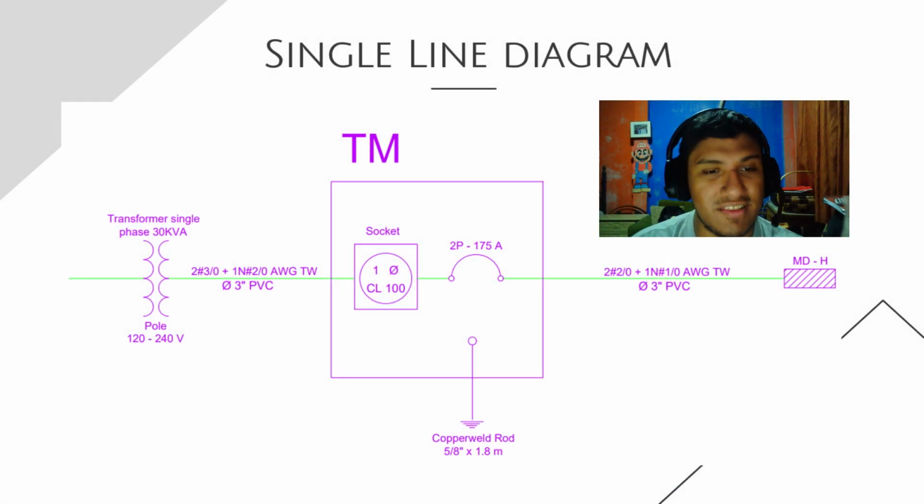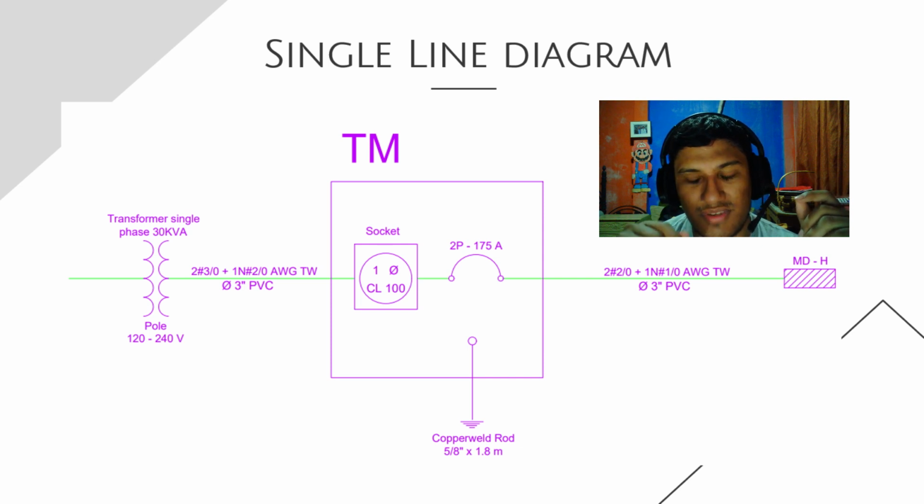Now we have the single line diagram, which starts with a single phase transformer. Then we go to the socket, and then the connection to the main panel of the house. All of the systems that we see have their respective wires, the type of pipe, their respective diameter, and of course the connection to the ground, which is a copper-weld rod.